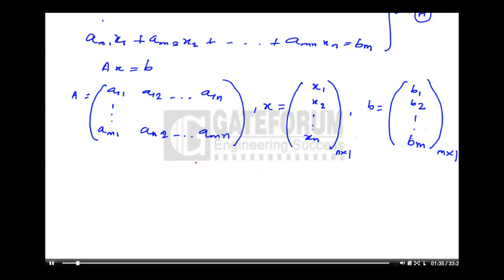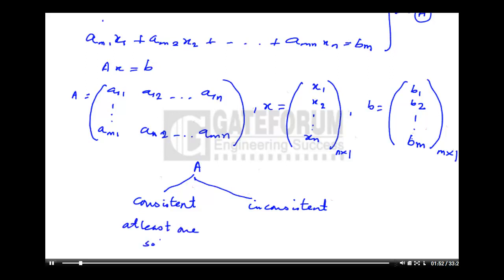Now the system A can be consistent or maybe inconsistent. What does it mean? The system A is consistent if it has at least one solution, and the system is inconsistent if it has no solution. Now let us consider some examples.